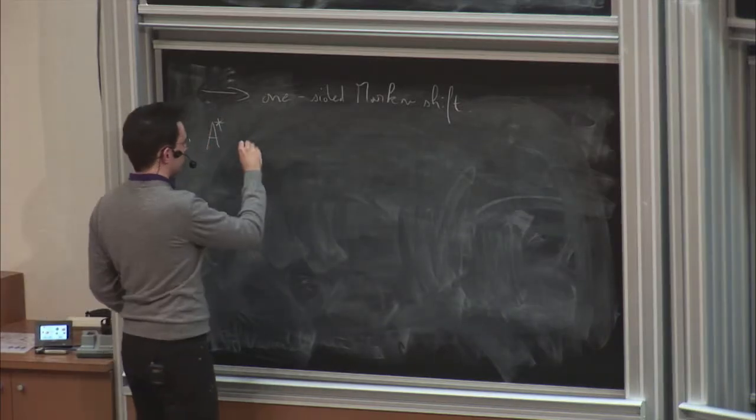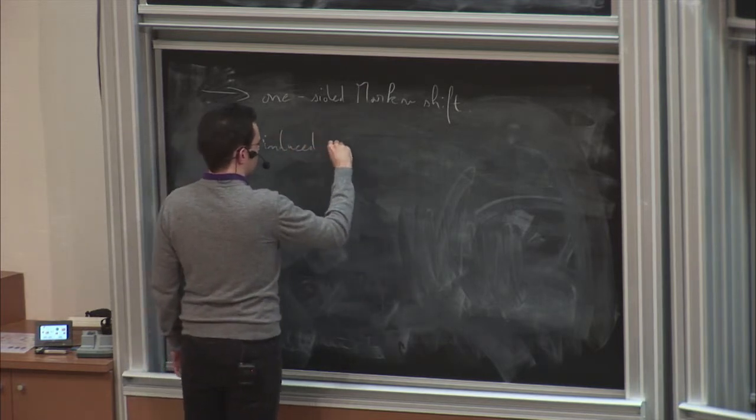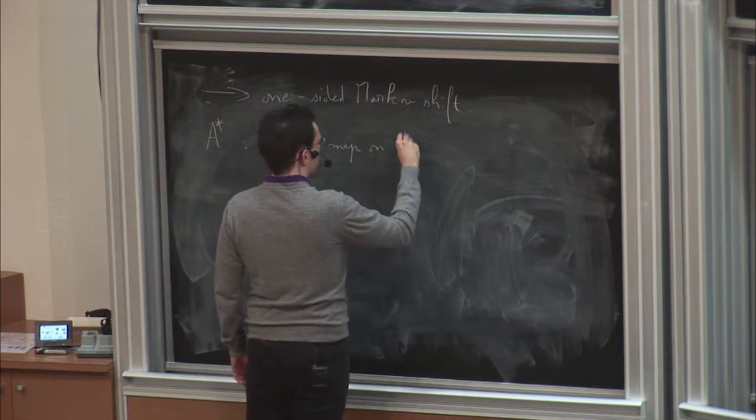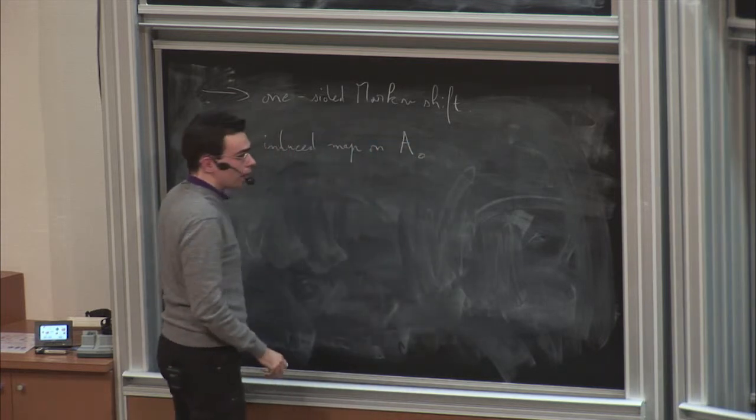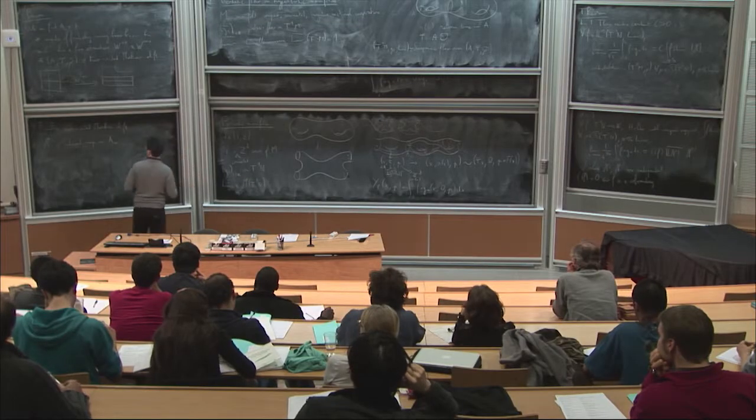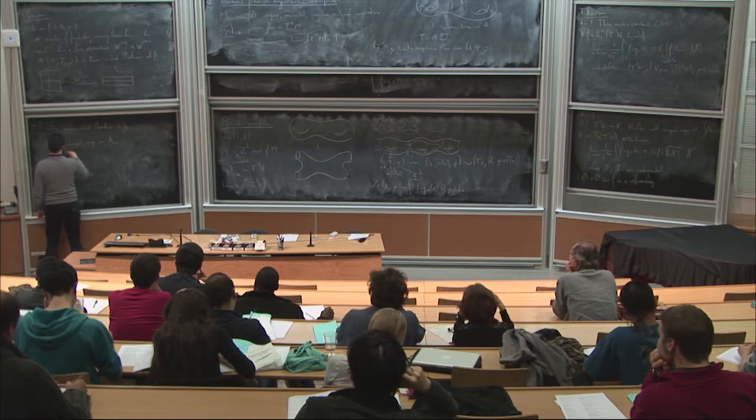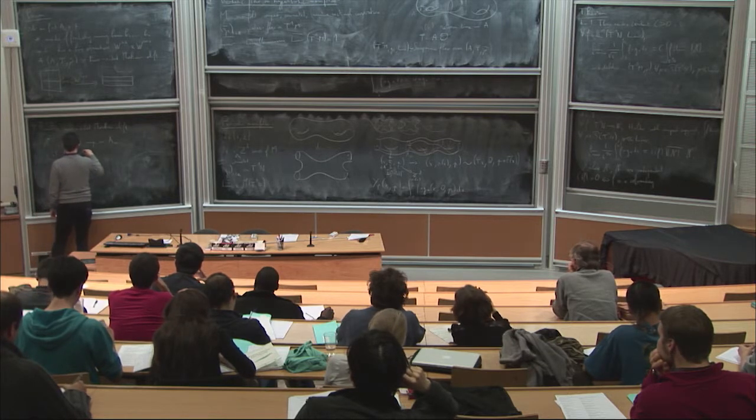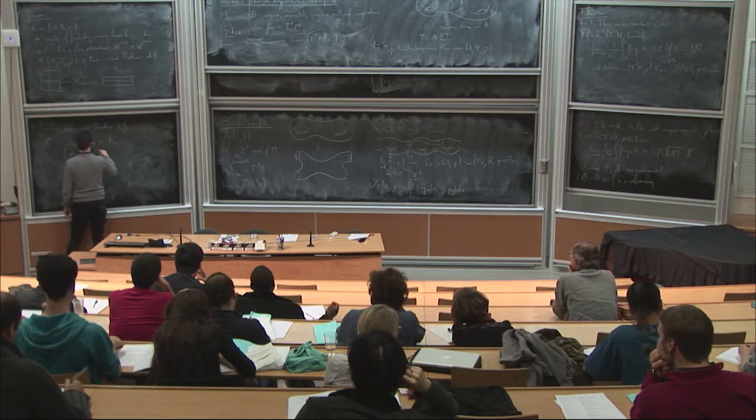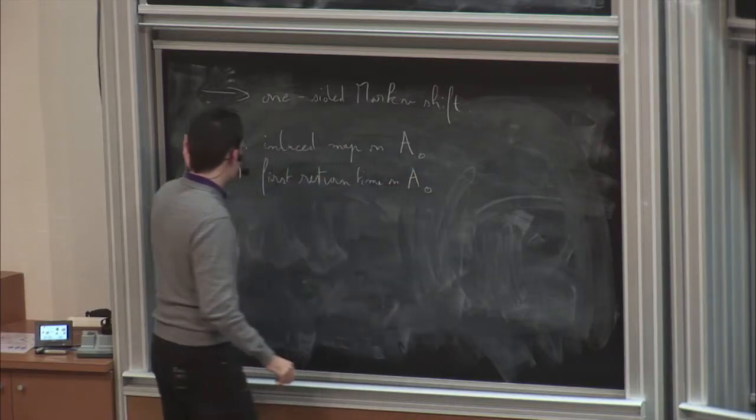And next, I induce. So it's an induced map on A0. And then the whole geodesic flow, you can see it more or less as the suspension flow. Phi of x is the first return time in A0. So it's a suspension flow.